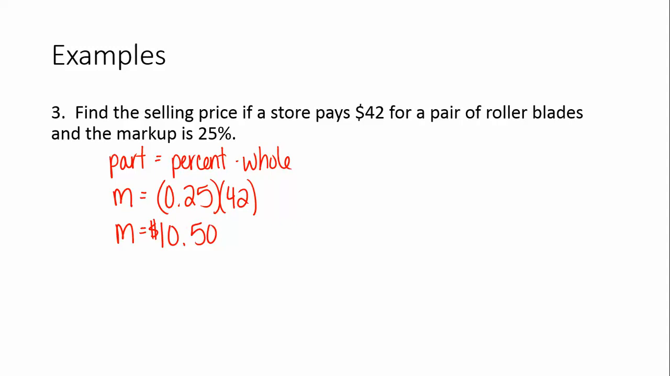Remember, we are talking about money. But this isn't the answer to the question. This is not the selling price. This is how much more it was marked up over what the store paid. So now we have to add the markup to the cost. So $42 plus $10.50. That means that the selling price for the rollerblades is $52.50.